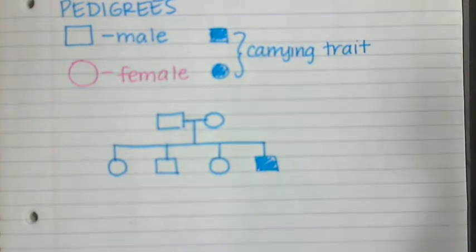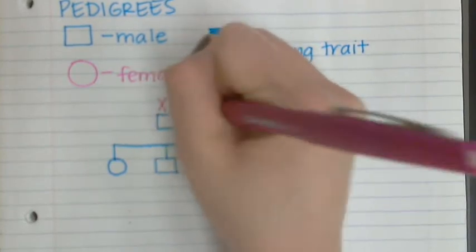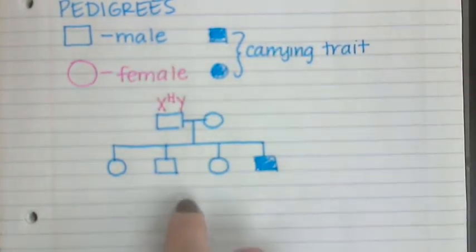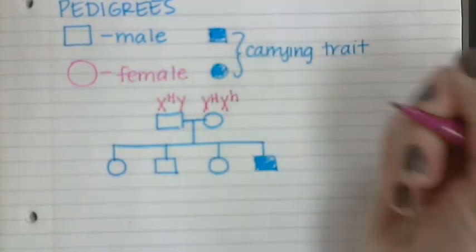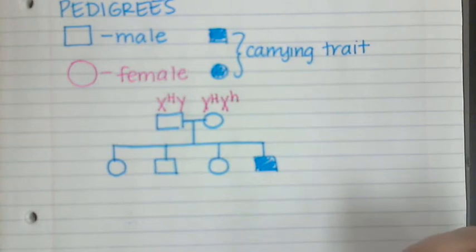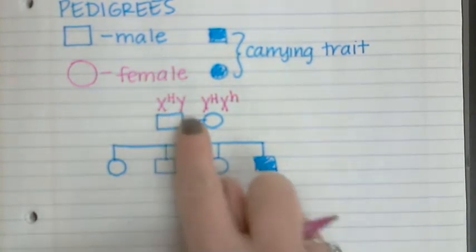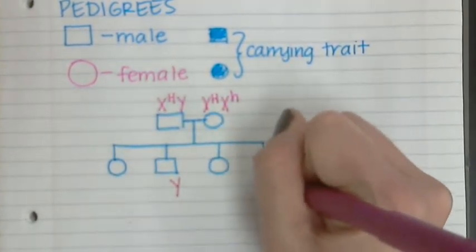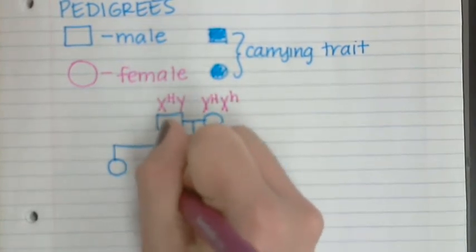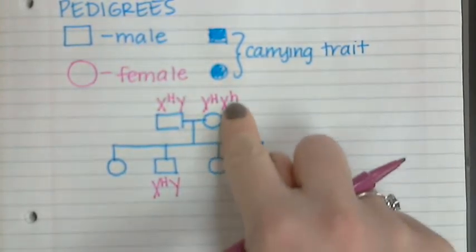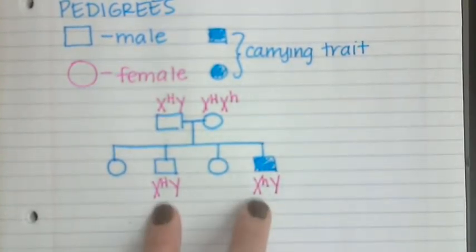Now let's give them genotypes. We know the father has to be dominant, and we know the mother has to be heterozygous. Why does she have to be heterozygous? Well, both of these boys got their Y chromosome from their father. This son got the dominant allele from his mother. This son got the recessive allele from his mother. So she has to have both.